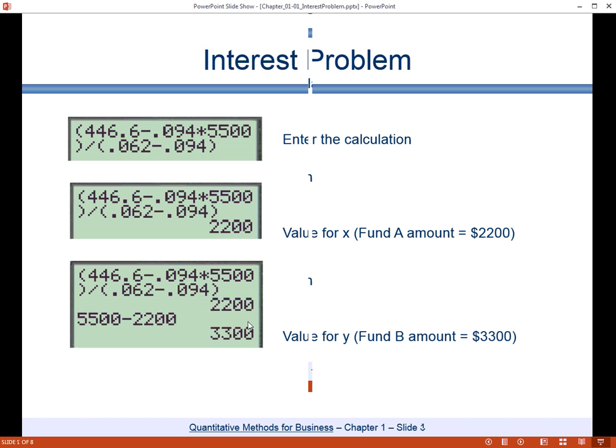Now to figure out what the value is for y, I just need to do 5500 minus x. So 5500 minus 2200 is 3300. So that's the amount that was invested in Fund B. So we have our answer. The amount invested in Fund A, which we're calling X, was 2200. The amount invested in Fund B, which we're calling Y, was 3300. And again, this little calculation here is just 5500 minus X. Since we know what X is, we can plug that in and get a value for Y.